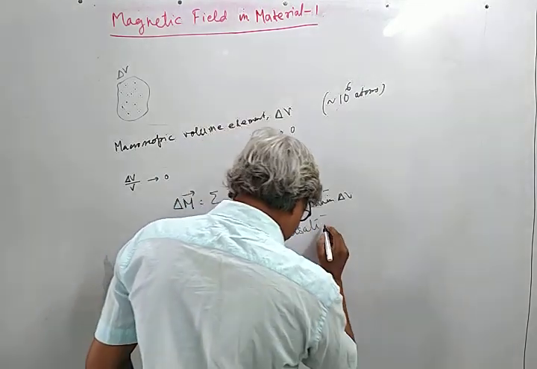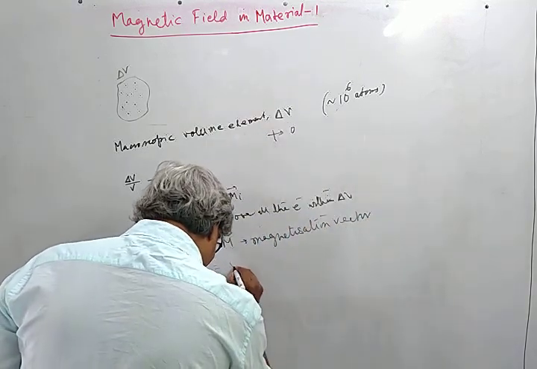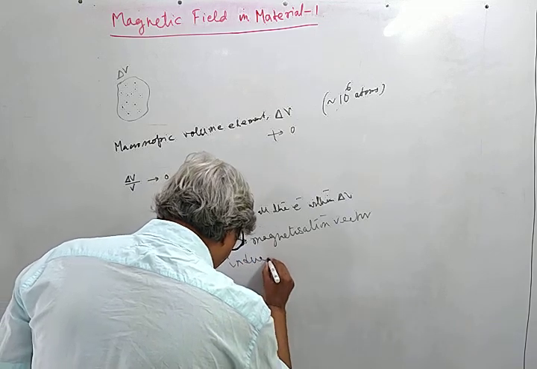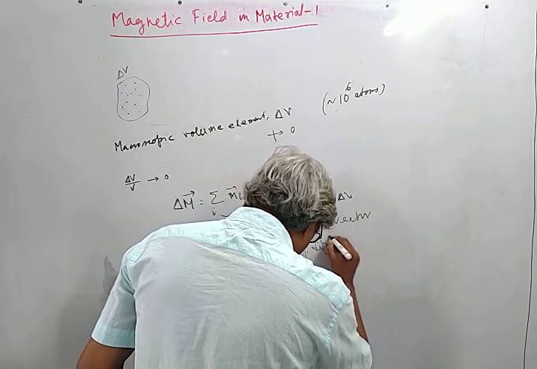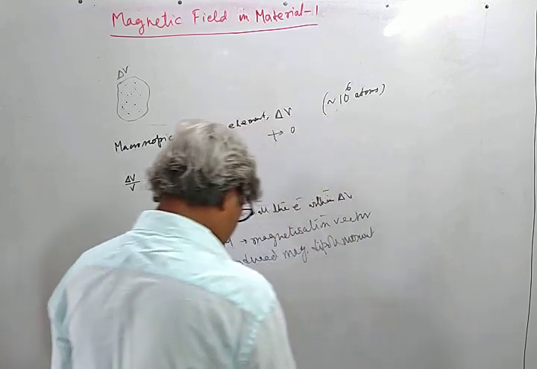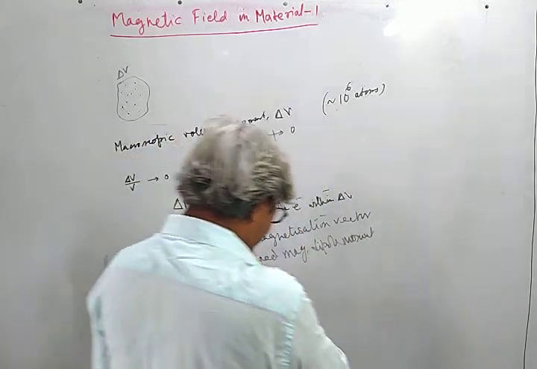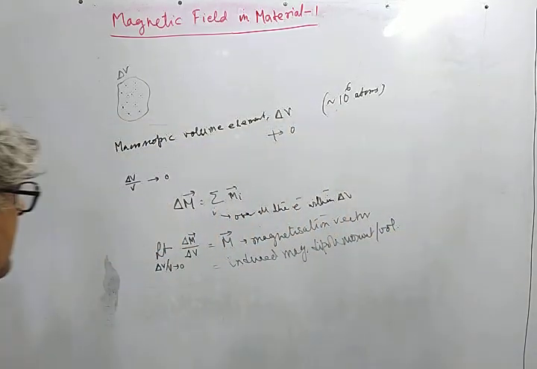Magnetization vector is equal to the induced magnetic dipole moment per unit volume. This is the magnetization. This is the quantity analogous to polarization P we introduced in electrostatics.